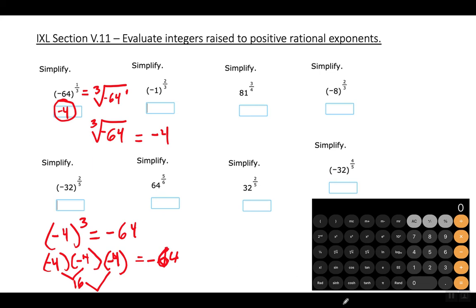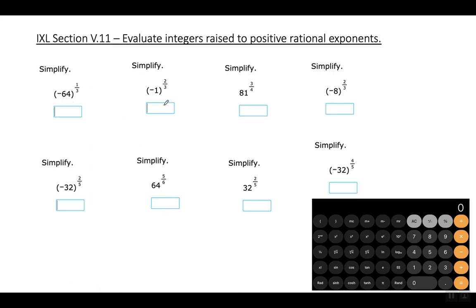All right, and you could have done it on your calculator by entering negative 64 and then just hitting the cube root button, because this one's a simple one. All right, let's look at the next one. Negative 1 to the 2 over 3 power.